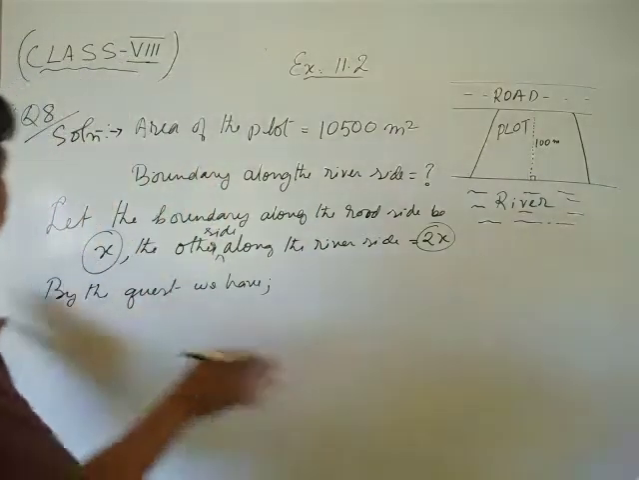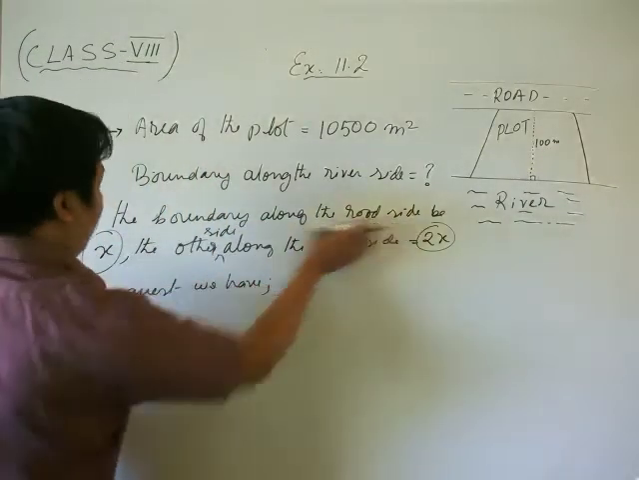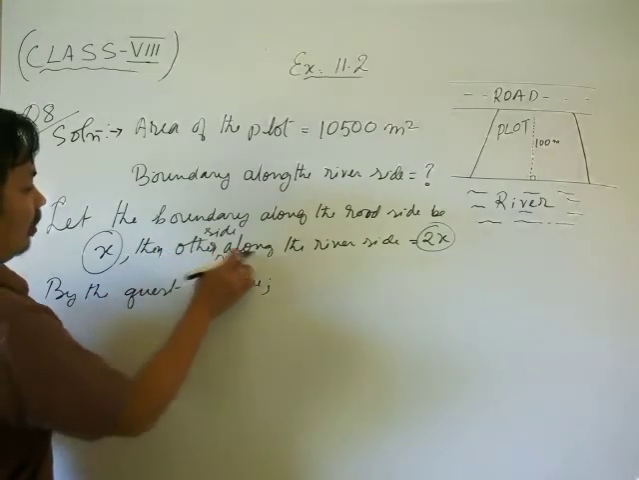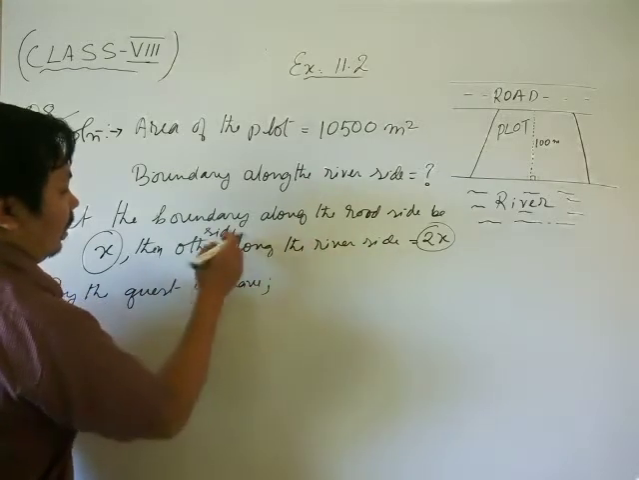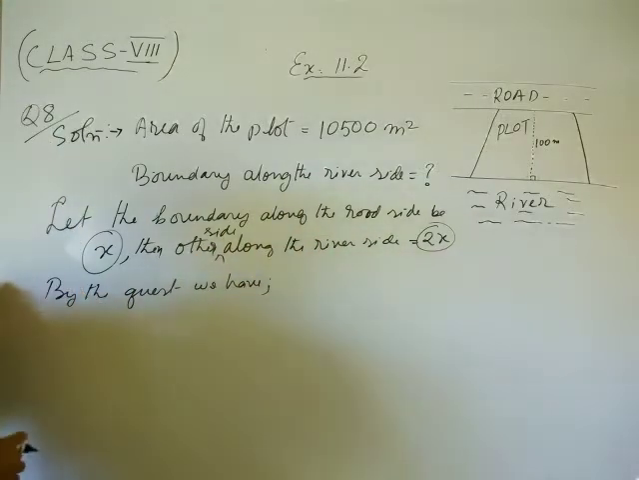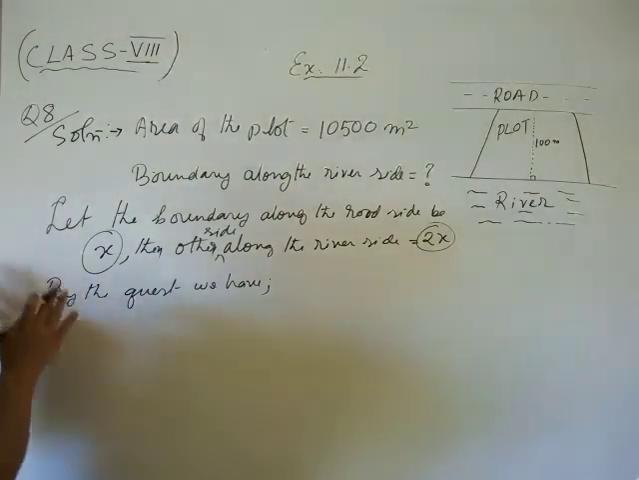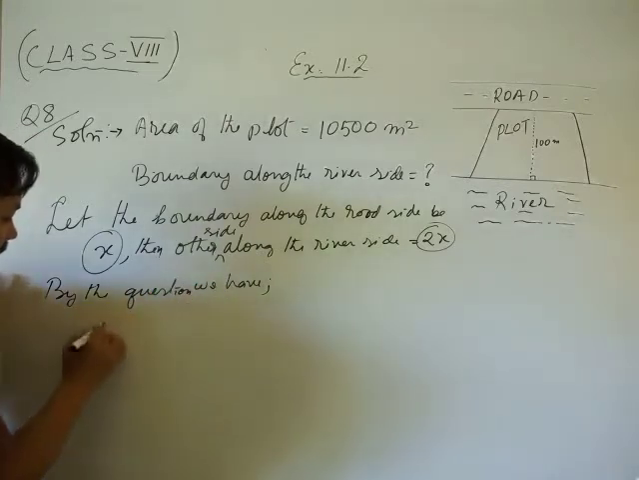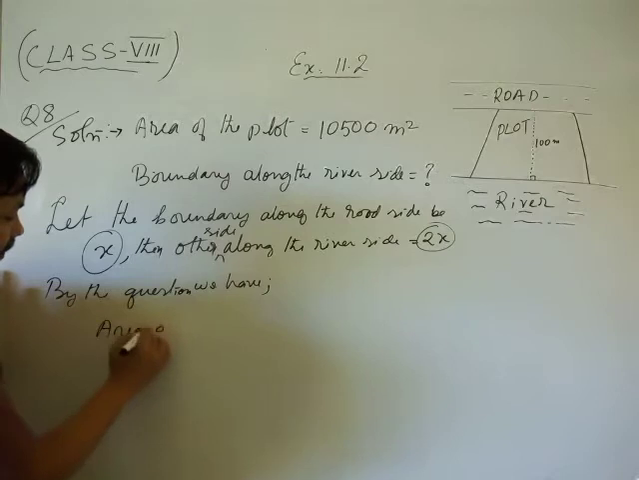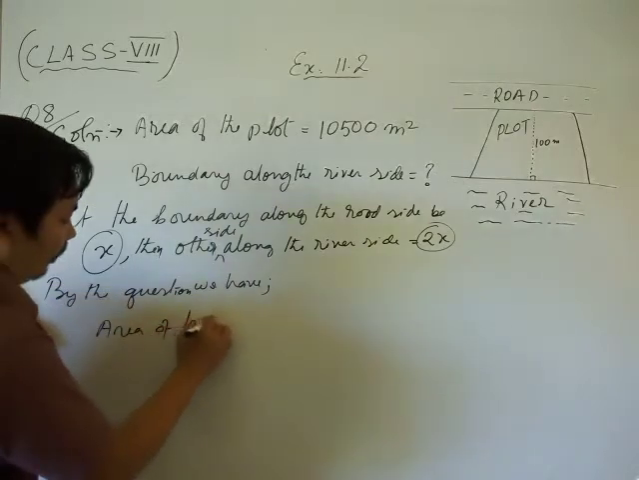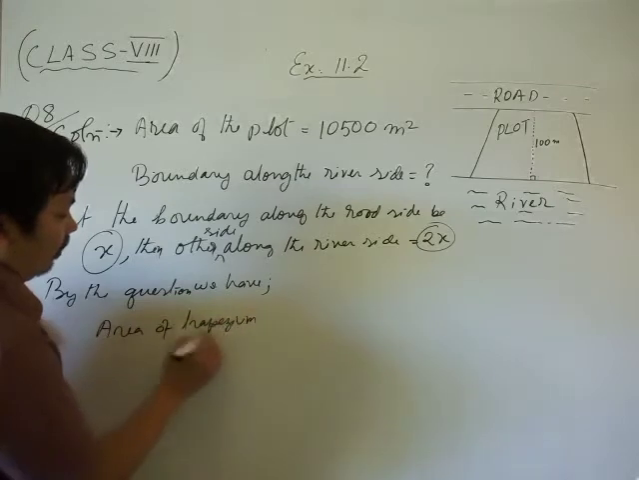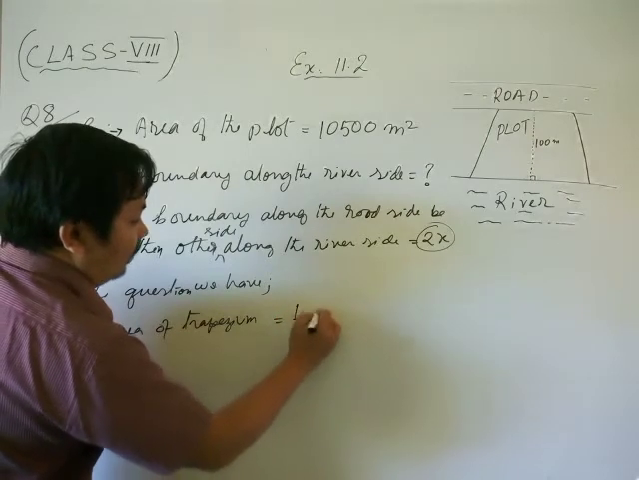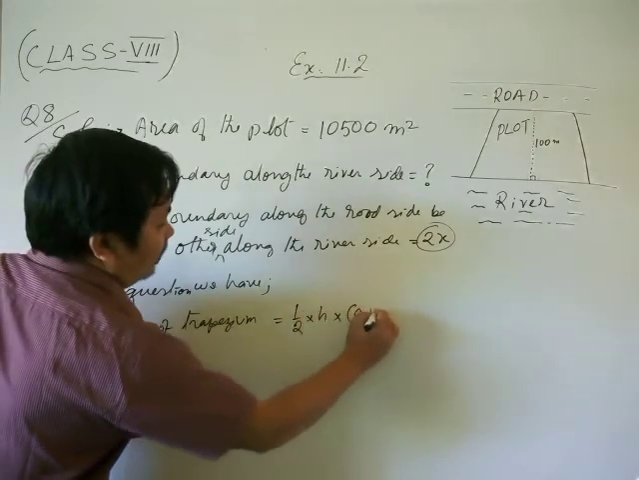Once again, let the boundary along the road side be x. Then the other border along the river side will be twice x. Then by the question, the area of the trapezium, or the area of the plot, equals half into height into (A plus B). We got it, isn't it?